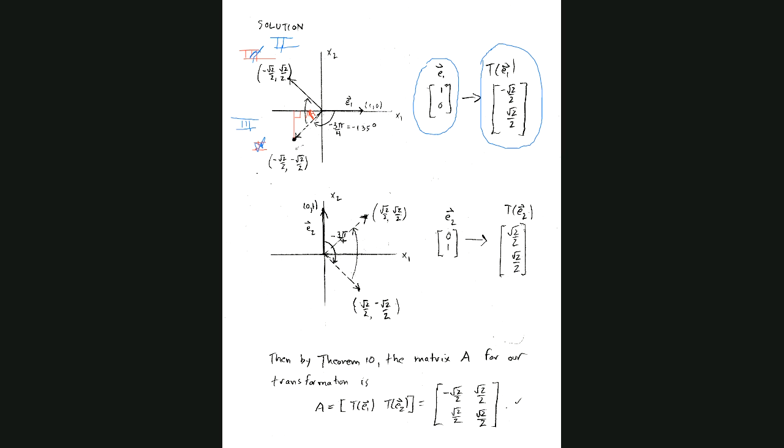So E1 is defined to be 1, 0. E2 is defined to be 0, 1. And it's not in the question, but the way you come up with the standard matrix A is you transform your E1 and E2 vectors. That's what we did in the previous example. We're doing the same thing here.